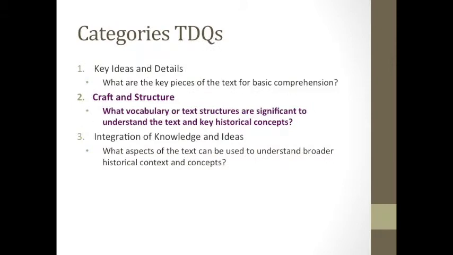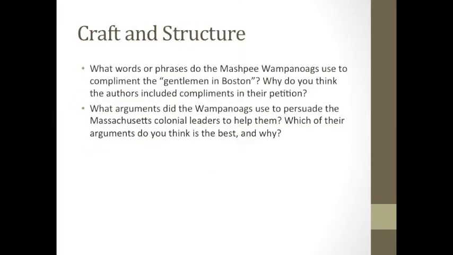That second category is craft and structure. So these are questions that get at what vocabulary or text structures are significant to understand the text and key historical concepts. For that document, the craft and structure questions we asked were, what words or phrases did the Mashpee Wampanoags use to compliment the gentlemen in Boston, who were the British? Why do you think the authors included compliments in their petition? So again, we're thinking about the text and how it's structured and asking students to think about words and phrases.